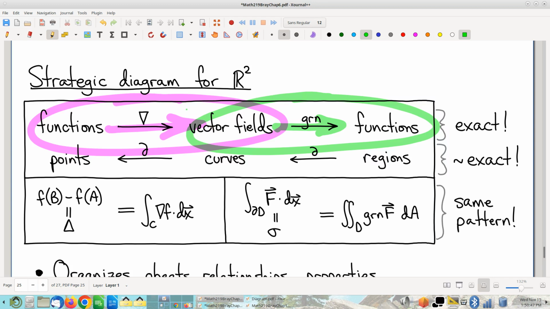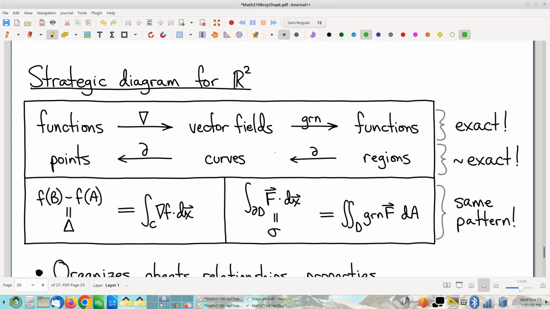Okay, so if it's 0, then it's not circulating. That's right. And that's how you know it can be a gradient of something. That's right. That's intuition in that direction anyway. Okay.